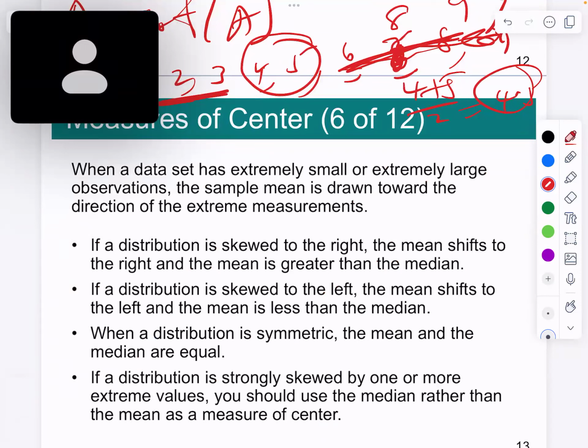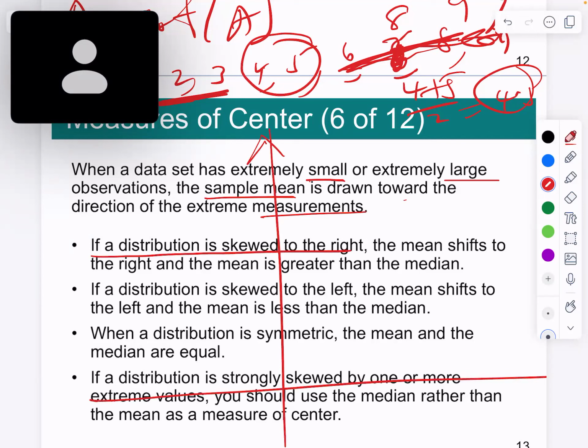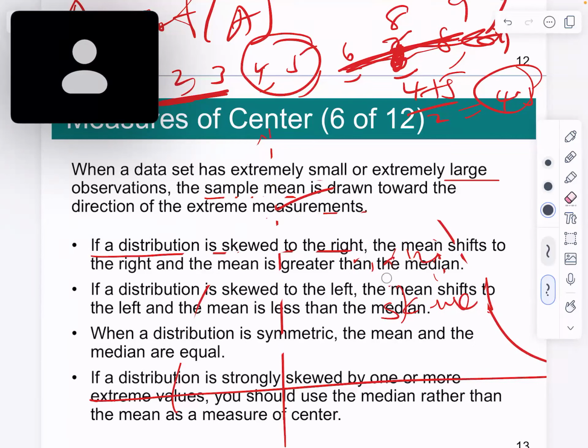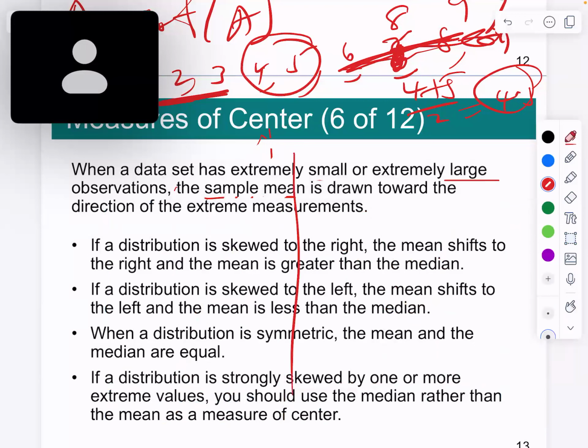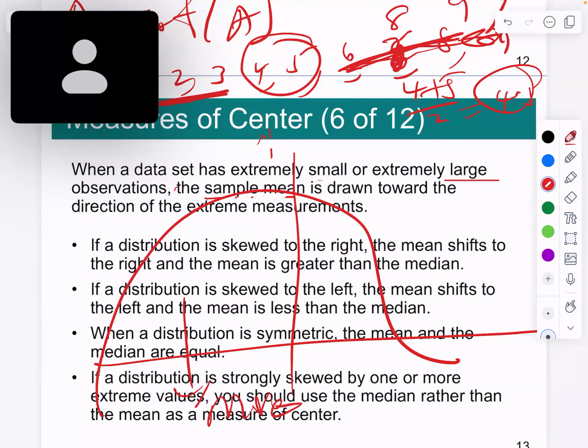So now, when your data set is very small or large, the sample mean is drawn towards the direction of the extreme measurements. If a distribution is skewed to the right, when you see this word skewed to the right, let me draw this graph. It means you have more data on the right side. Right skewed. And if it is skewed to the left, you have more data on the left side. This is left skewed. See, more data here. That's the left skewed.